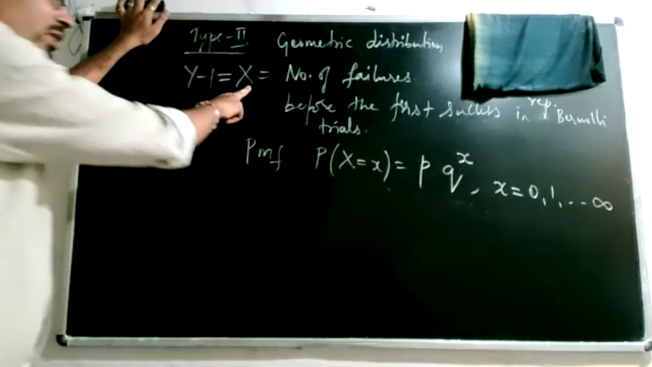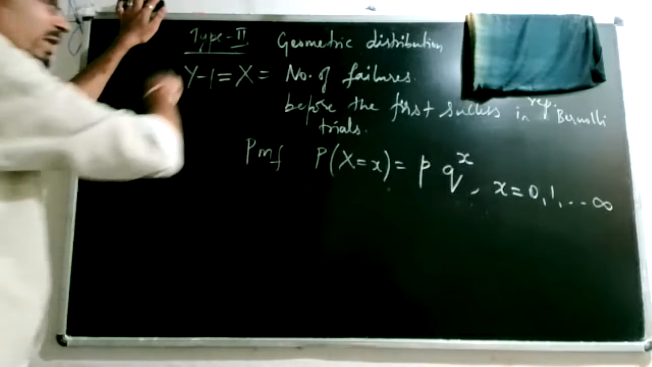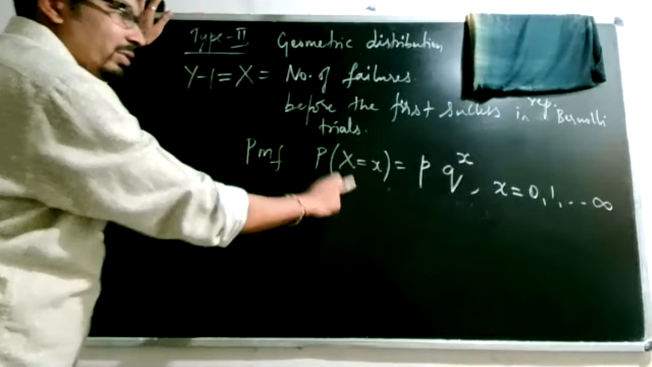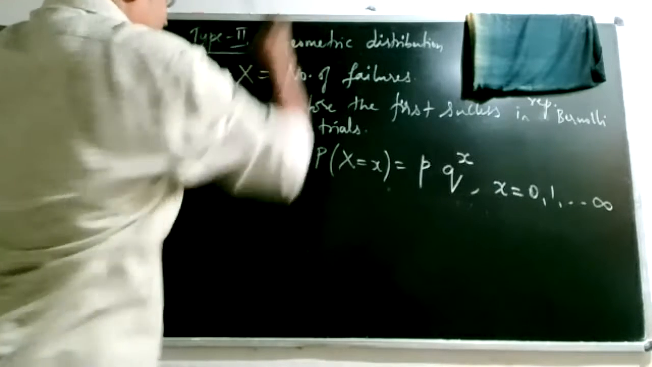If they specify the definition of x and y, suppose they say x is the number of trials, then you have to use the previous distribution. If they say x is the number of failures, you have to use this distribution and then generate the required properties.